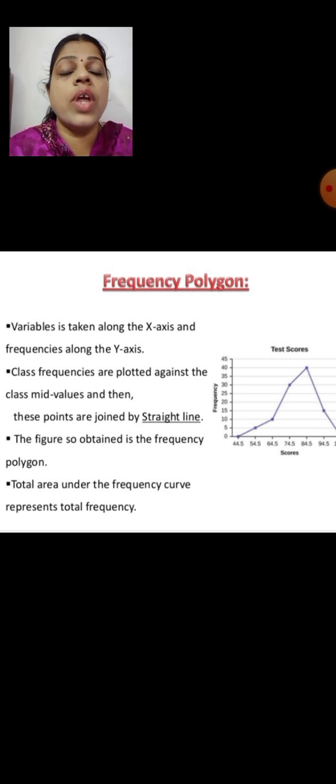And the total area under the frequency curve represents the total frequencies. So the area under the frequency polygon also represents the total frequencies.